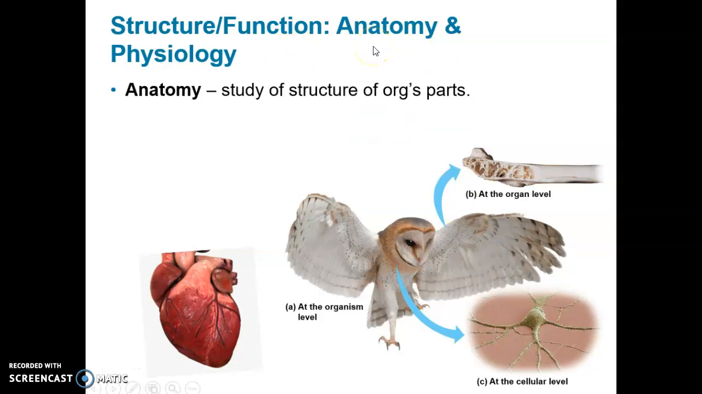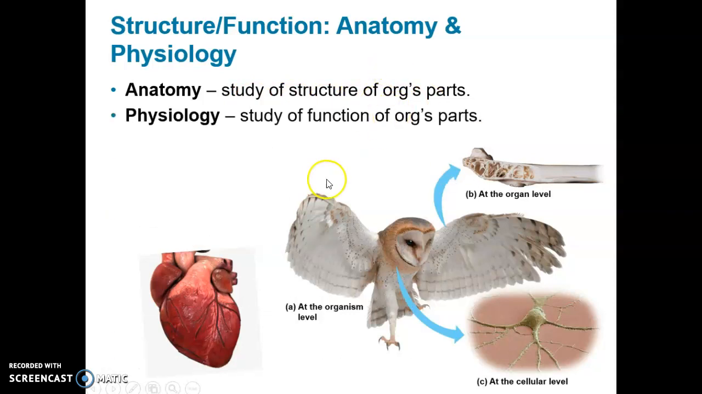So the anatomy, that's the structure of the organism's parts, like the shape of a bone, the internal structure, shape of feathers, nerve cells, shape of the heart, its chambers, etc. Examination, study of the parts of an organism. Now the parts have particular functions, so that's the physiology, the study of the function of an organism's parts.